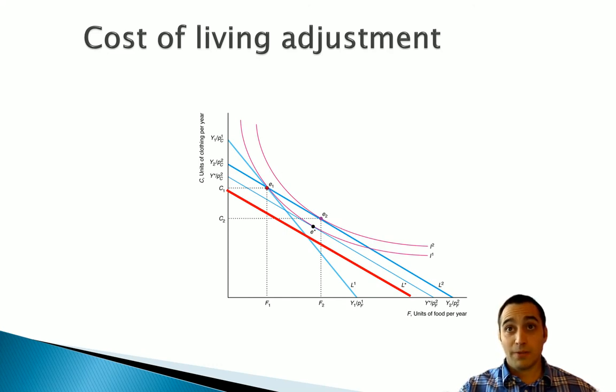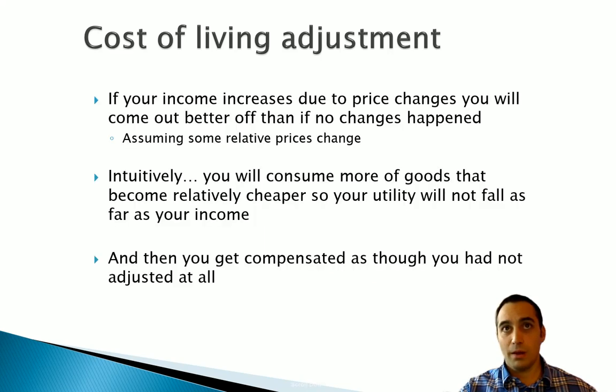No. In fact, because the price levels are different at the new location, even though you could consume the original bundle, you can also consume this better bundle with more of the cheap good, called E2. And how do we know it's better? Well, it's associated with an indifference curve that's north and east of E1. So, in short, if your income increases due to a price change, you're going to come out better than if no change happened, right? Intuitively, you're going to start consuming more of the good that's relatively cheaper at the new location, even if both goods in absolute terms are strictly more expensive.